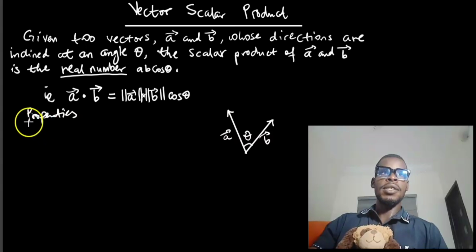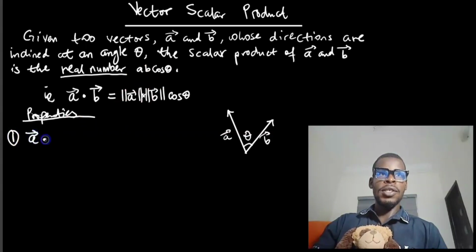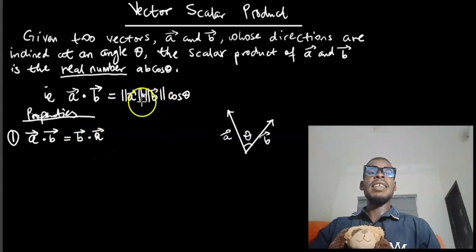So, some properties of scalar product, or you can say dot product of two vectors. The first property I want us to know is that dot product of two vectors is commutative. That is to say, the order in which the dot product is taken is immaterial. So A dot B is the same thing as B dot A.